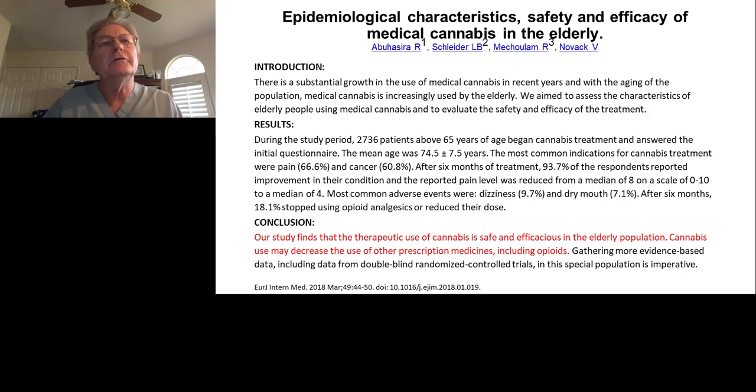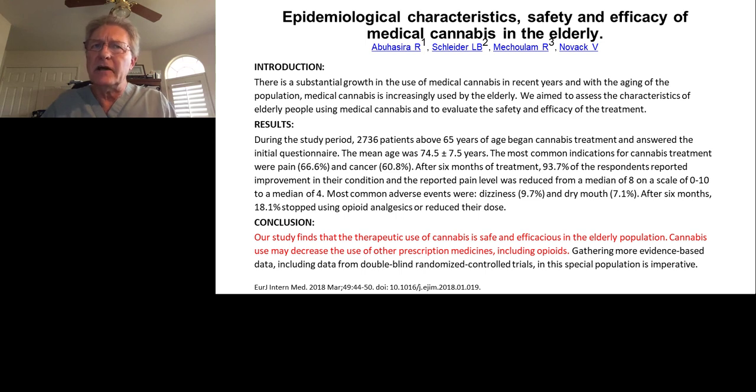In March of 2018, this study was published looking at 2,736 patients, all above 65 years old, who received medical cannabis from January 15th to October 2017 in a specialized medical cannabis clinic. Outcomes of the study were pain intensity, quality of life, and adverse events at the 6-month point.